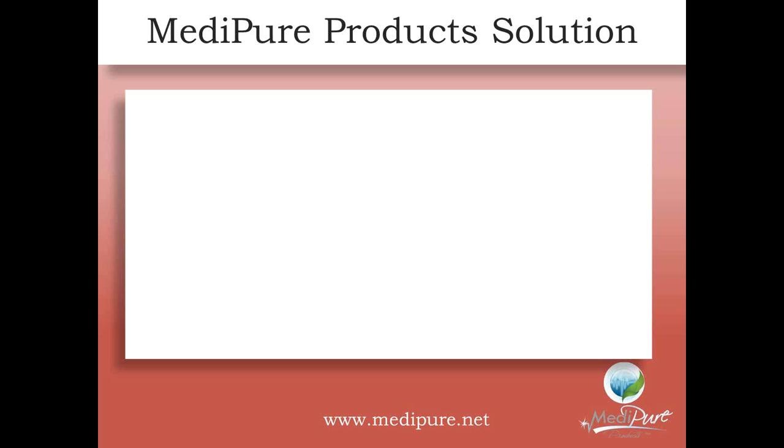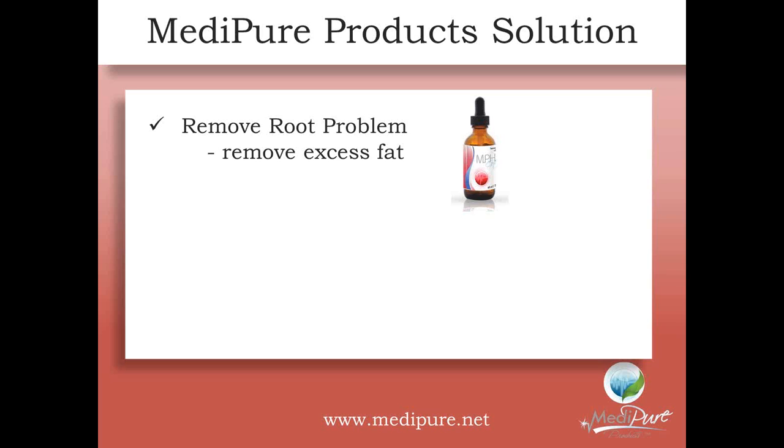So now, I want to discuss a little bit about our solution and what we put in place when we have individuals that are faced with type 2 diabetes and are looking for a way to control it. Once again, the first item that we have to take care of is the root problem, in this case, the fat. So what we have is a package that includes a few different products. The first one being MPH drops.